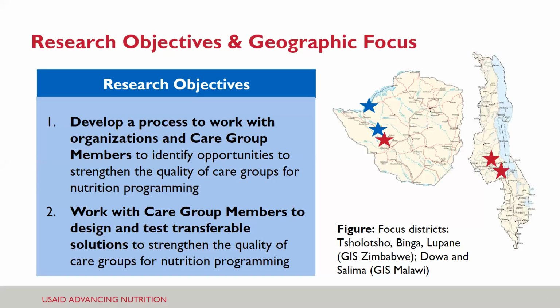So without further ado, I expect that we all are really familiar with care groups, but just to give an overarching view of what our research objectives were and our geographic focus, you can see that our objectives were to develop a process to work with organizations and care group members, and then also to work with care group members to design and test transferable solutions to strengthen the quality of care groups for nutrition programming. And you can see our focus was both in Malawi and Zimbabwe. In Zimbabwe, we focused on 3 districts, Chilocho, Binga, and Lupane. And then in Malawi, we focused on 2 traditional areas within Dowa and Salima.